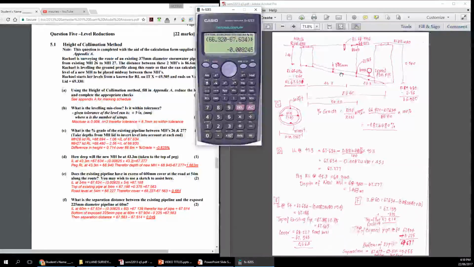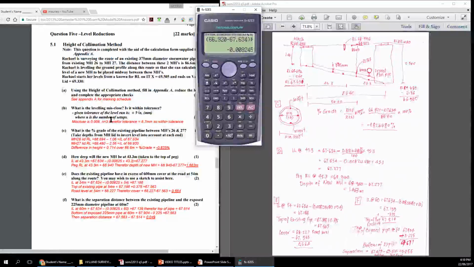Now, but the question says how deep? Okay, so we need to take the depth. So the peg RL at 43.3 is 68.940, and the depth of the new manhole will be 68.940 minus 67.277, the invert level, which is 1.663. I'm reliably told 1.663.